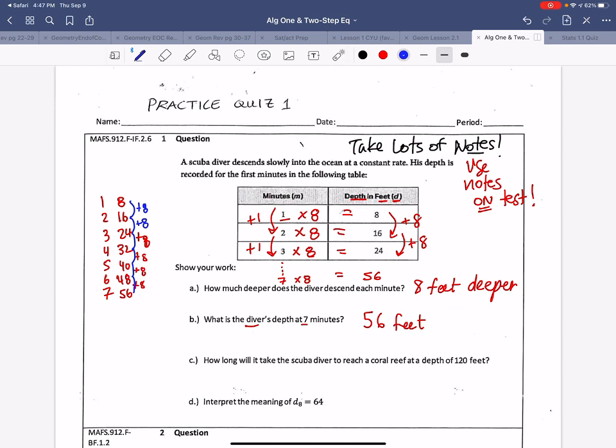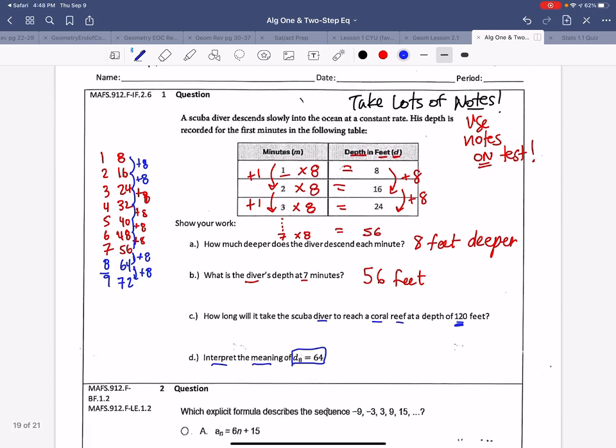Okay? How long will it take for the scuba diver to reach the coral reef at a depth of 120? So I can keep going, or I can think of this backwards. So 8, so that'd add another 8. 9, add another 8. Right? I'm not yet to this 120. I do get my answer here. A depth of D8 equals 64.